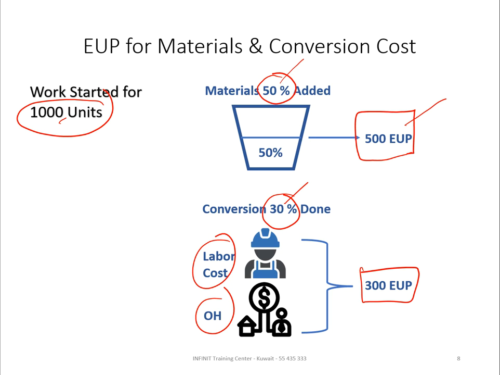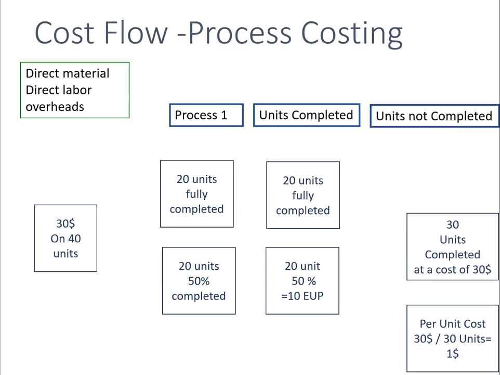So for process costing calculation, we have to find out EUP for materials and EUP for conversion cost. It is based on what? It is just based on the percentage of completion for both. So we can see our first process in our previous example.